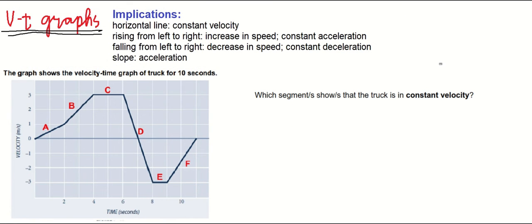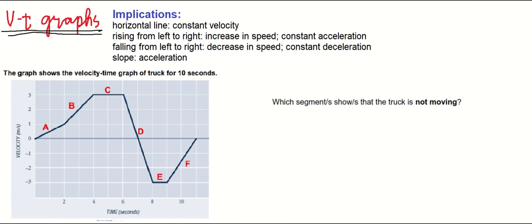For the next question, we have which segment or segments show that the truck is in constant velocity. Okay, constant velocity. We are going to look for a horizontal line in the graph that we have here. Horizontal line kasi constant velocity. Ayan. Horizontal line, we have C. We also have E. So for constant velocity, we have C and E.